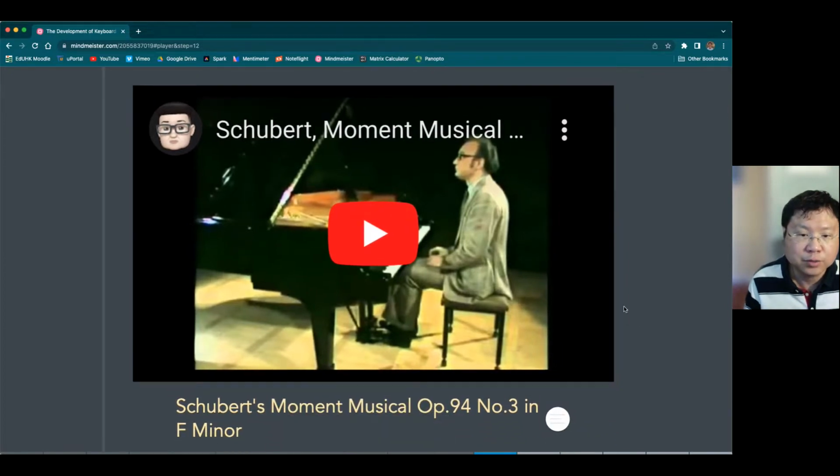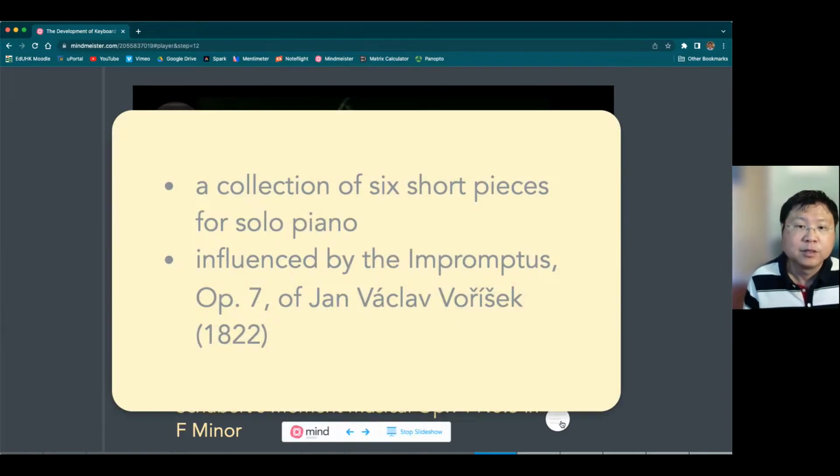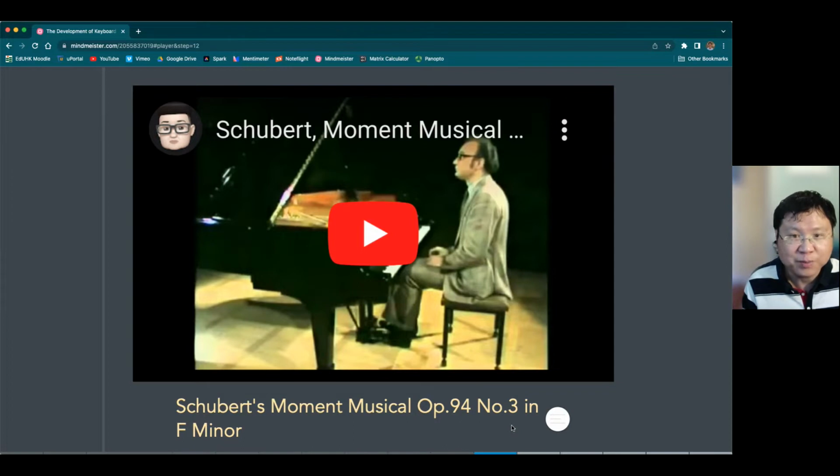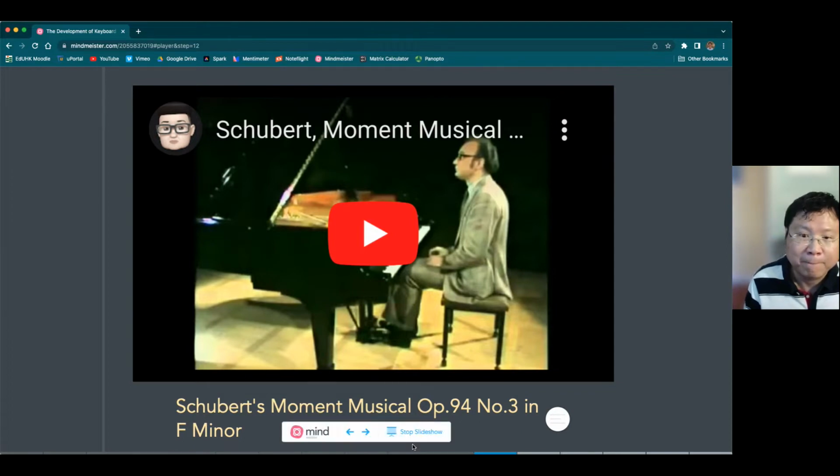Next, Schubert's Moments Musicaux, Opus 94, in F minor. It's actually a collection of 6 short pieces for piano solo. And if you are big fans of the cartoon Mario, then you must be familiar with the melody.